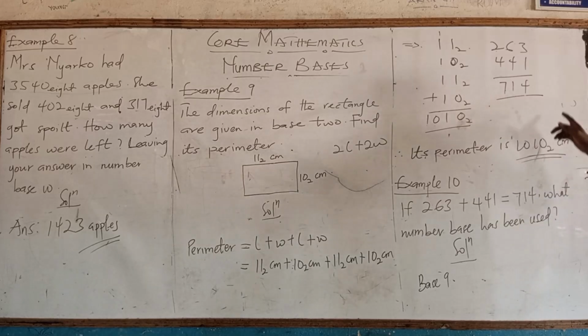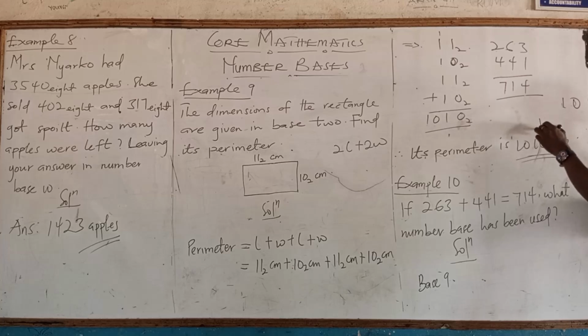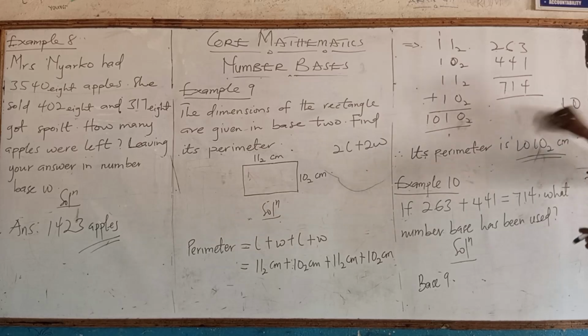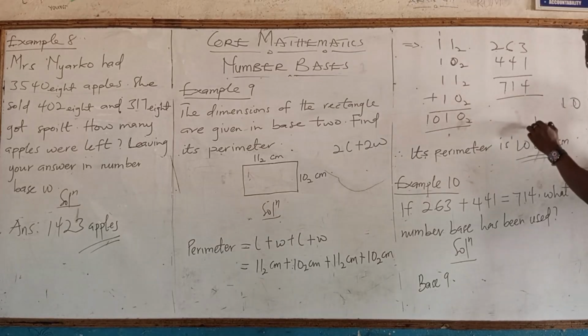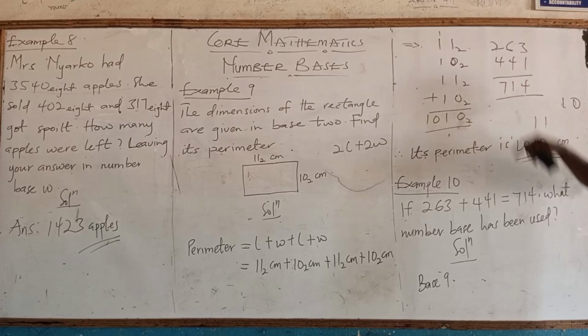For base 8, having this 1, 0, I have one group of 8 and 2 left. So we were supposed to write 2 here, and we have 1 here. So it's not in base 8. For base 9, we have one group of 9, then what is left is 1. That is why we have the 1 here. Then we carry this one forward to get our 7.